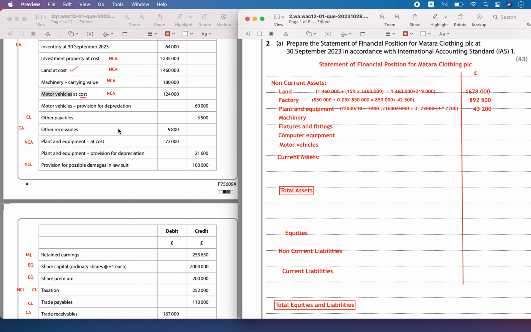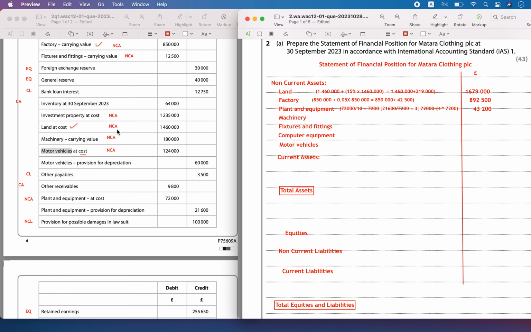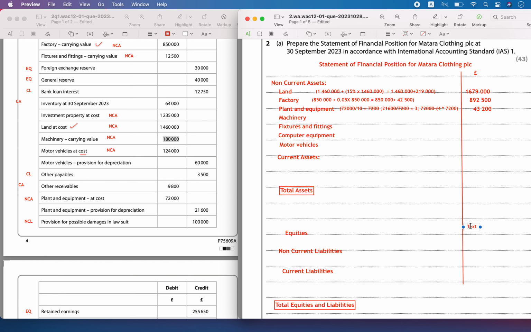Then machinery. We can see that machinery has the carrying value given, it is 180,000. So let's write it here. Because it has no depreciation value, they have given the carrying value straightforwardly. So you will write it as carrying value. Okay, so 180,000.